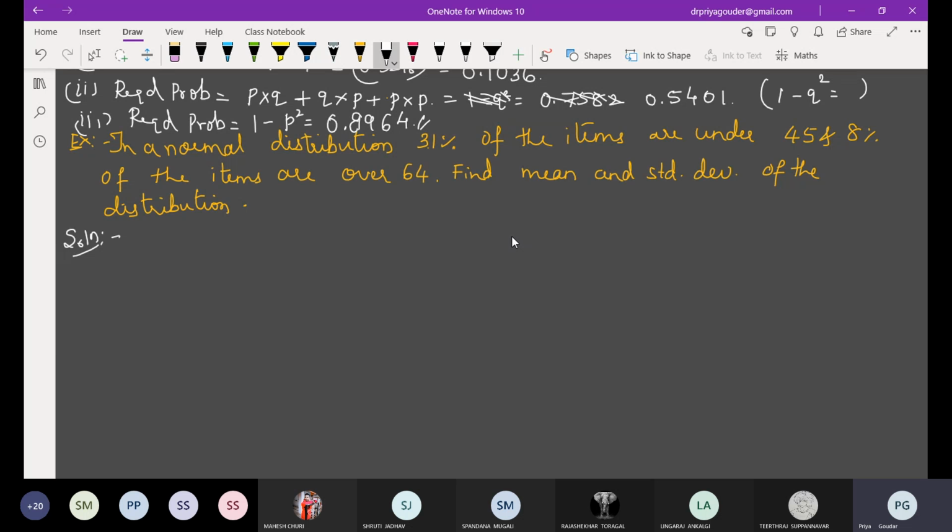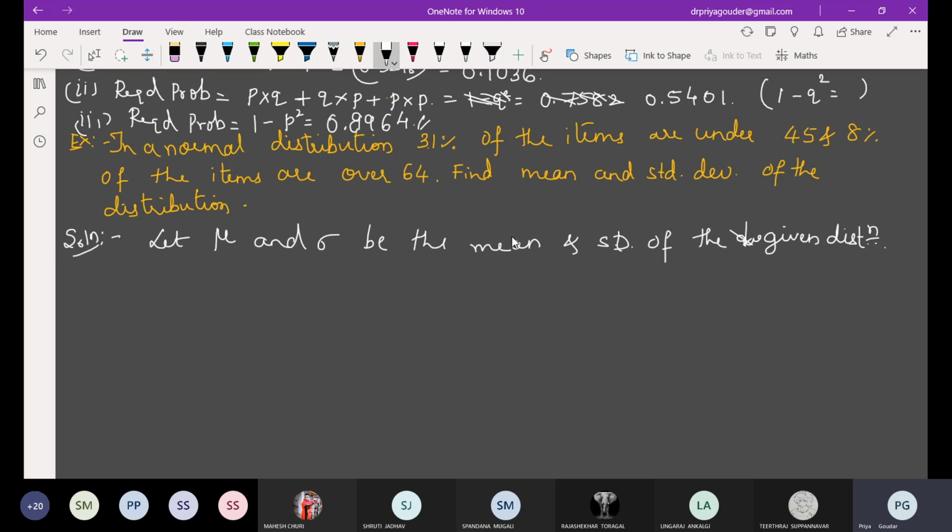Now we have to find the mean and standard deviation, so we don't know what they are. So generally how do we take them? What is the general notation? Mu and sigma. So let mu and sigma be the mean and standard deviation of the given distribution. So ultimately, we need to find mu and sigma. That's all.